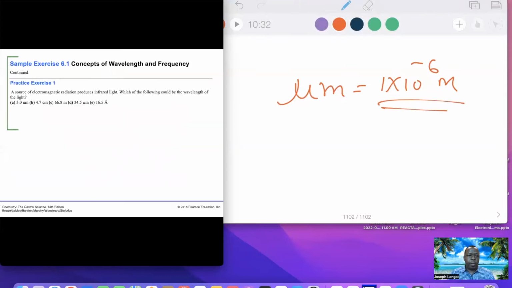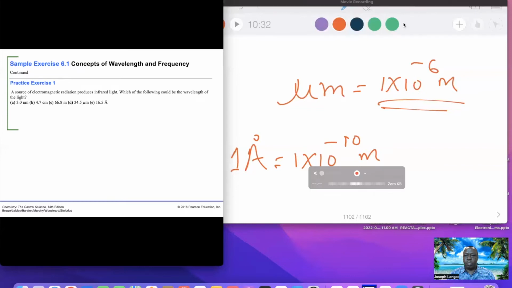If we go by the given units, 3 nanometers, no, that's way too big. Micro, it cannot be centimeters. This is too big. This is too big. And by the way, this is angstrom. 1 angstrom equals 1 times 10 raised to negative what? Negative 10 meters. 1 angstrom is too big.